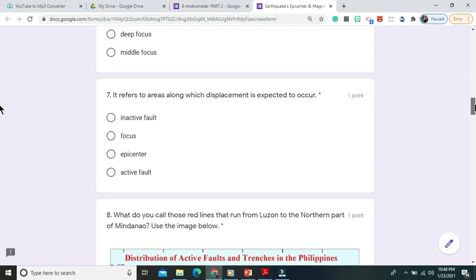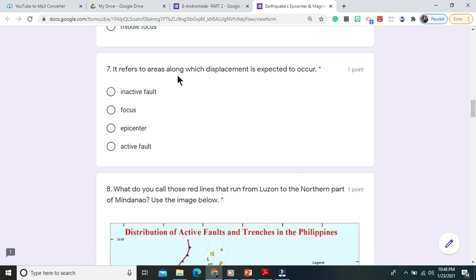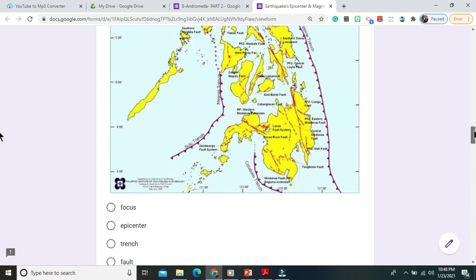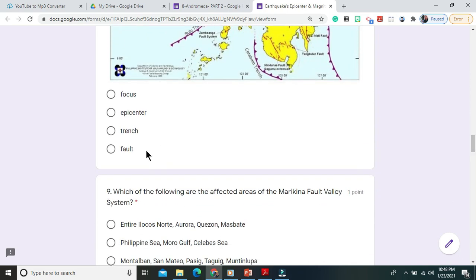Question number 7. It refers to areas along which displacement is expected to occur. The correct answer is active fault. Question number 8. What do you call those red lines that run from Luzon to the northern part of Mindanao? Use the image below. The correct answer is fault.